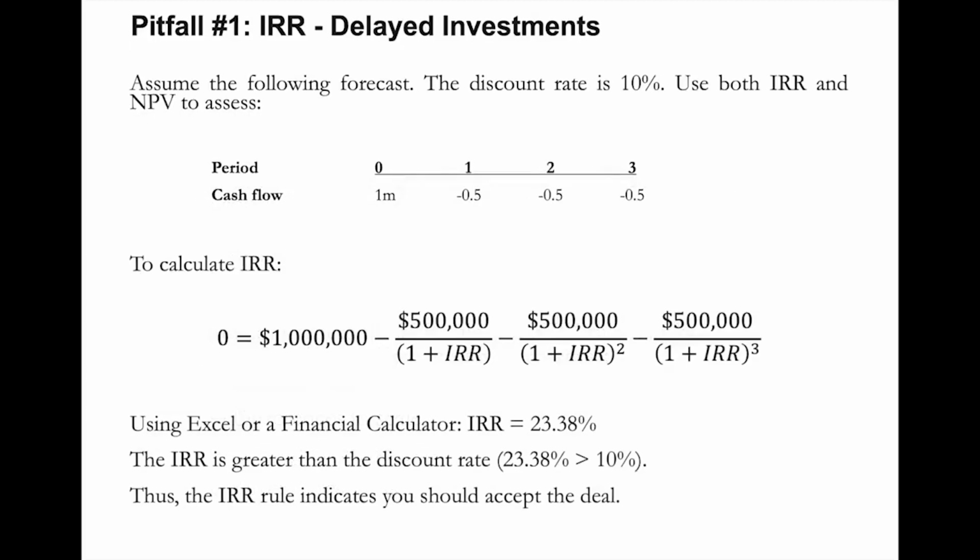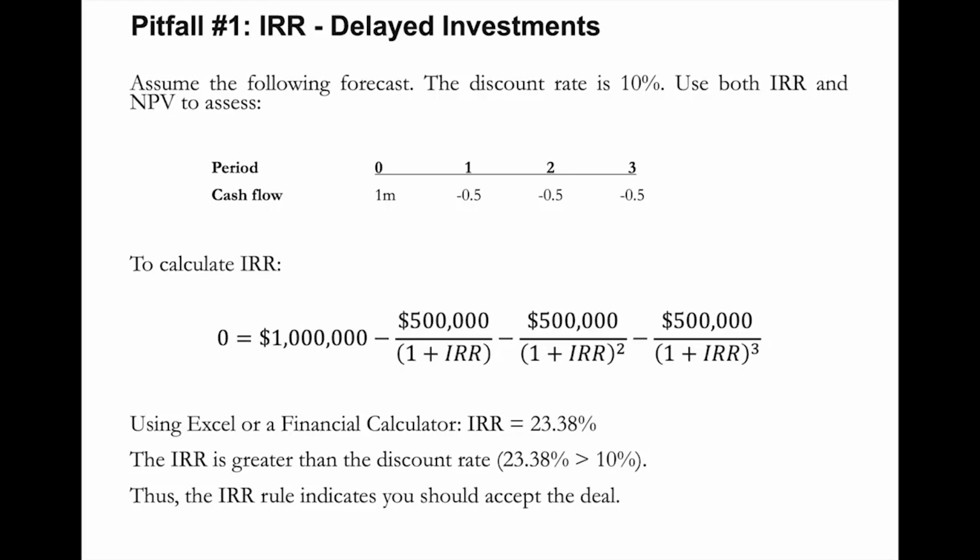So looking at the first pitfall of the internal rate of return, and specifically delayed investments. In this scenario, we see a decision where we have a $1 million cash inflow today, followed by a $500,000 cash outflow every year for 3 years. So essentially it's been reversed. We're used to having our costs incurred today and having cash flows in the future.